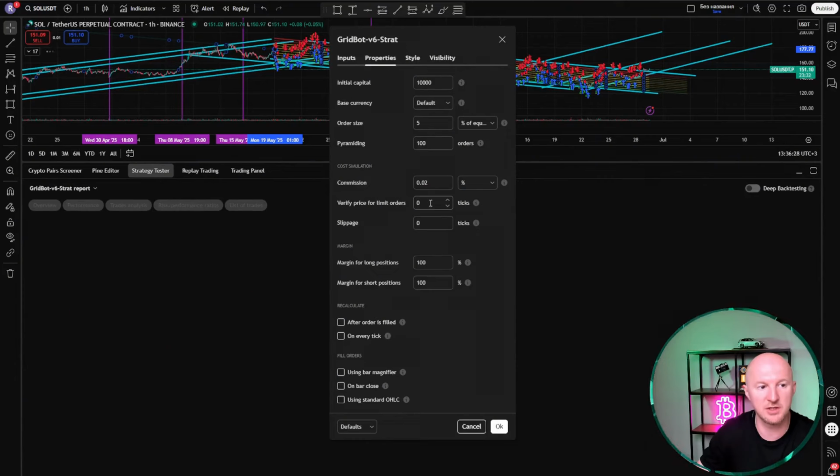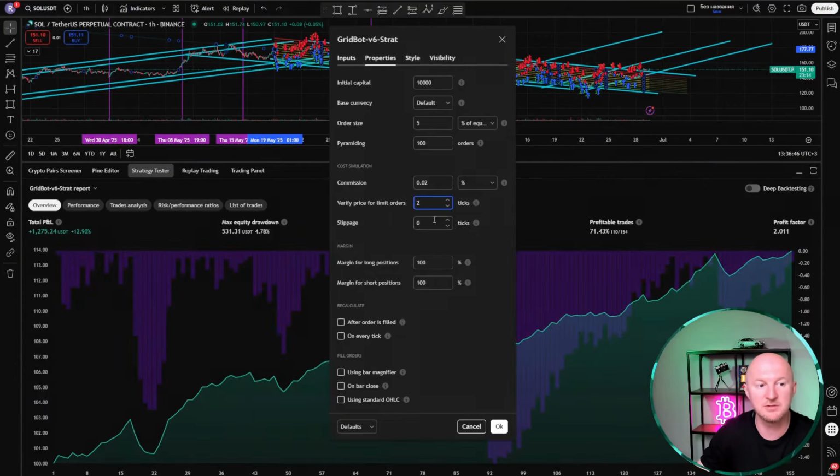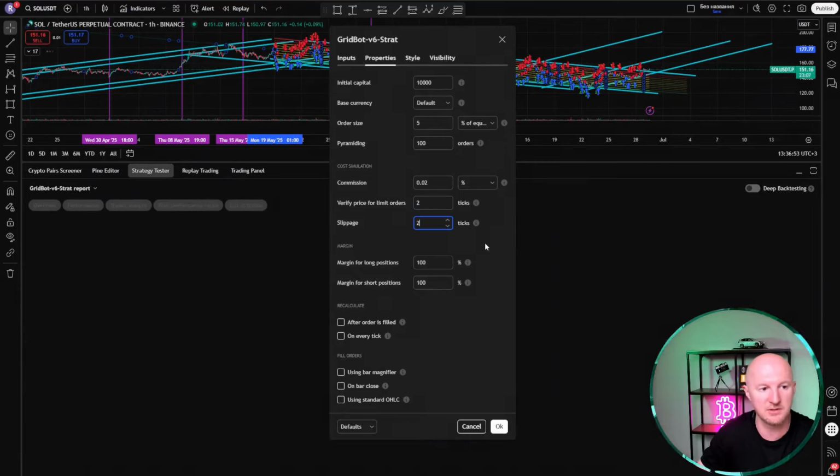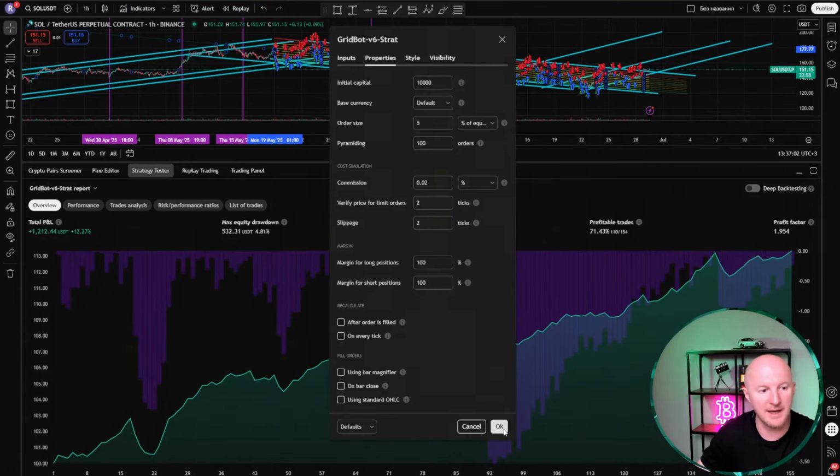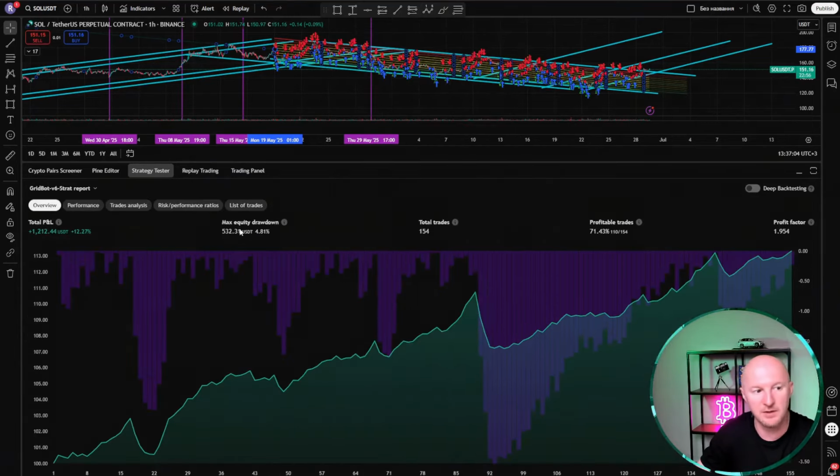And I also need to check that the price stays at the same level for at least 2 ticks, so that it's not all happening instantly, because nothing ever happens instantly. And also set 2 ticks for slippage. Now, I guess I can take a look at the actual profitability. And as you can see, the real profitability is much lower in a falling market. That's why you absolutely need to keep this process under control.